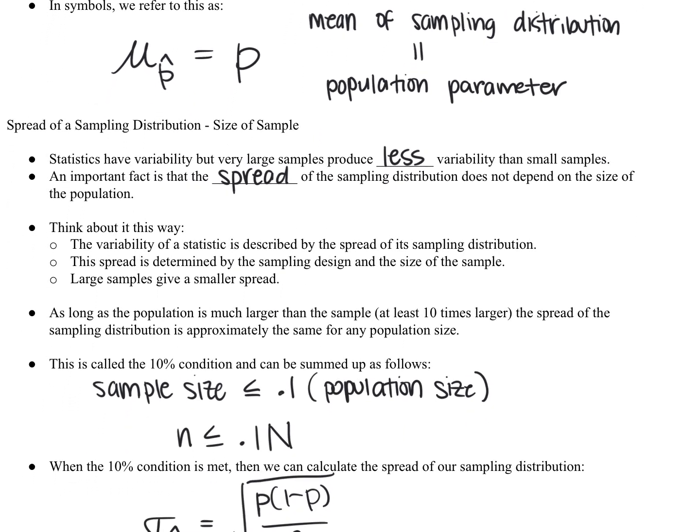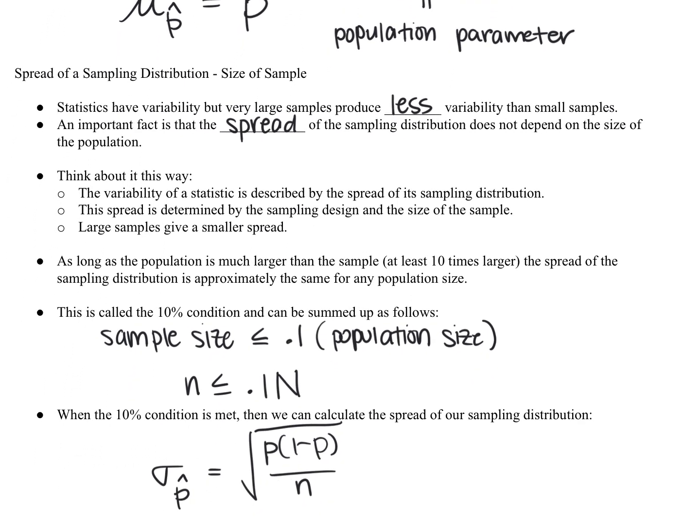The second thing we have to look at is the spread of a sampling distribution. So that's our sample size. We've already talked about how statistics have variability, but to help reduce variability, we collect a very large sample size. Larger samples produce less variability than small samples. So that affects the spread of our sampling distribution, and we have to make sure that the spread does not depend on the size of the population.